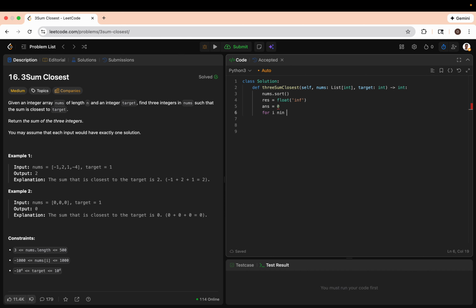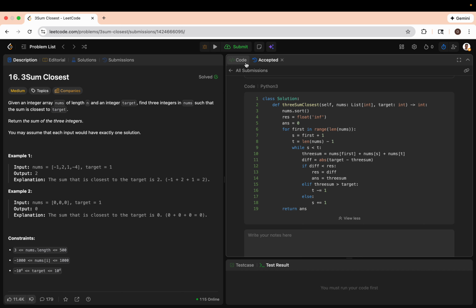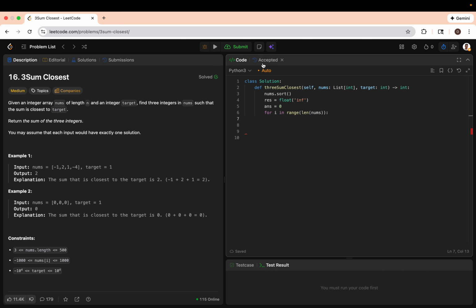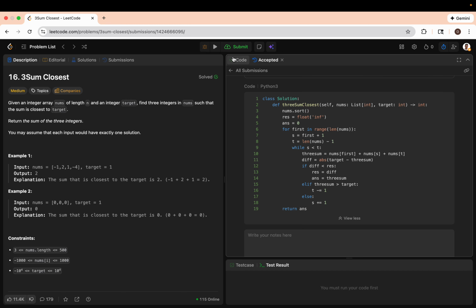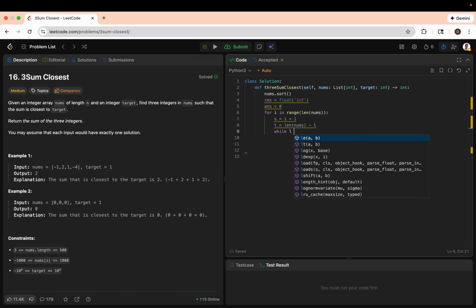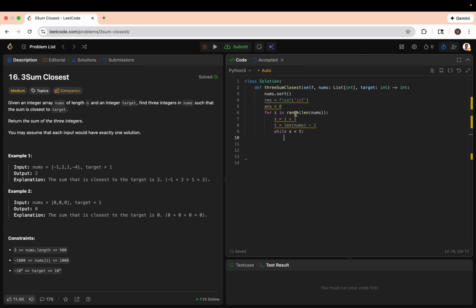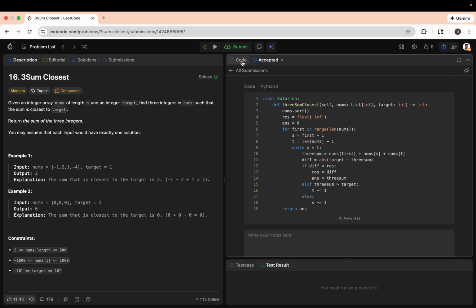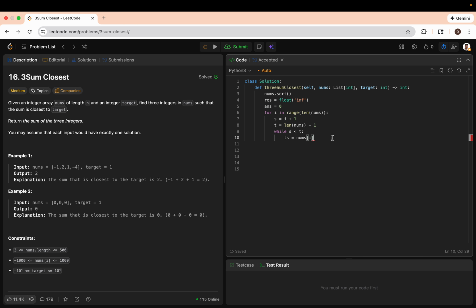So for i in range length of nums. So okay, second is i plus 1, and third is length of nums minus 1. Okay, because this is already in sorted order, while second is less than third, then threesome is just nums of i plus nums of second plus nums of third. Okay, so now looking at this, that kind of makes more sense.